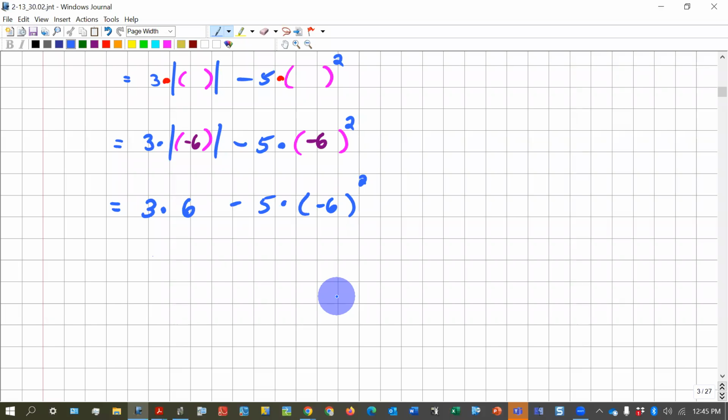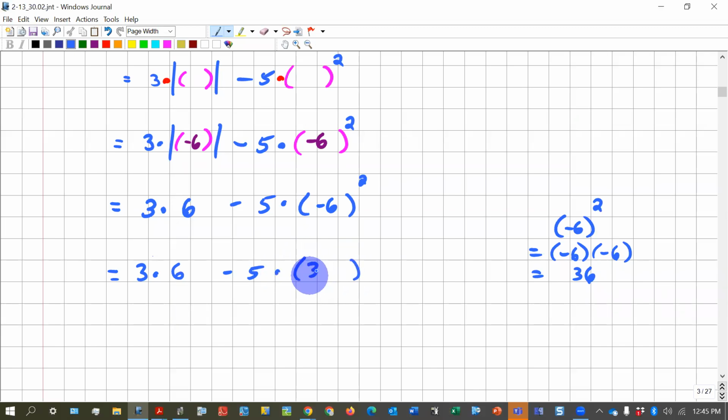Then we do exponents before we multiply or we add or subtract. -6 in parentheses to the second power means -6 times -6. That's +36. Over here, I'm just going to put the +36. I'm going to do any calculations that I need to off to the side.